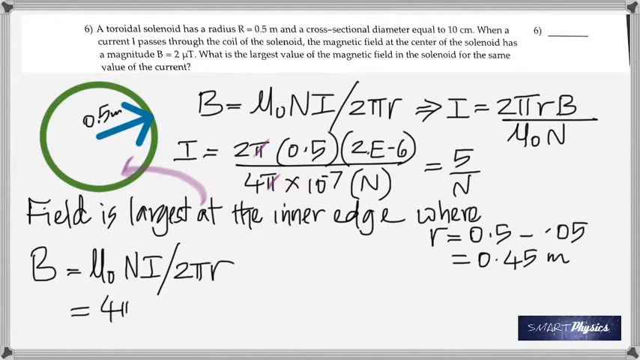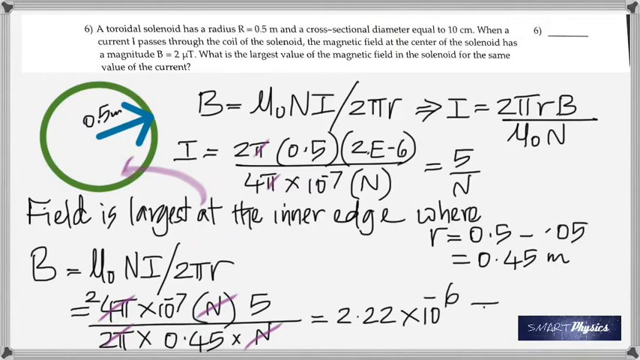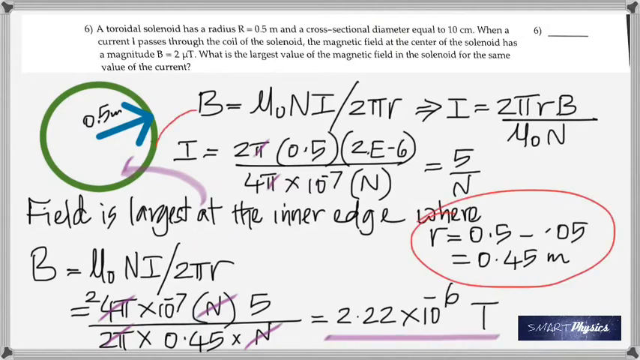Now recalculate the magnetic field using the inner radius. So keep n as it is. I is 5 by n, 2 pi times 0.45. Notice that the value of the radius changed, because now we're using the inner radius. And you get it slightly higher, you get 2.22 micro Tesla as the answer.